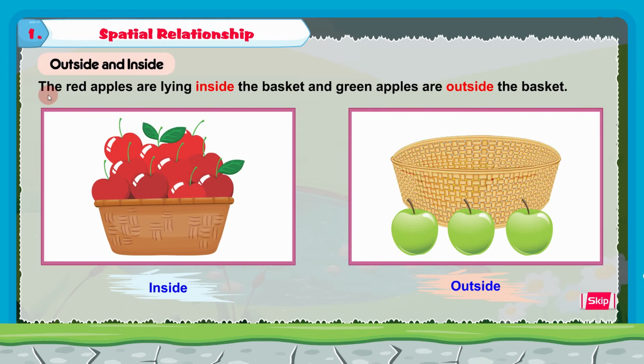Now let's read the sentence. The red apples are lying inside the basket. Yes, the apples here, red apples, are inside the basket. And green apples are outside the basket. Here the green apples are outside the basket. This is about inside and outside.